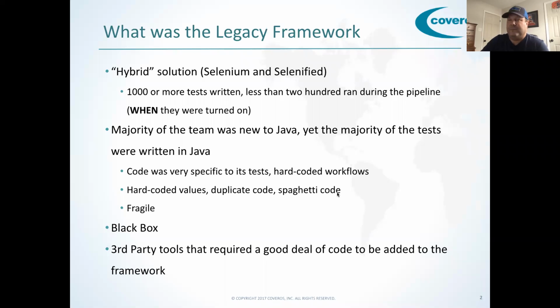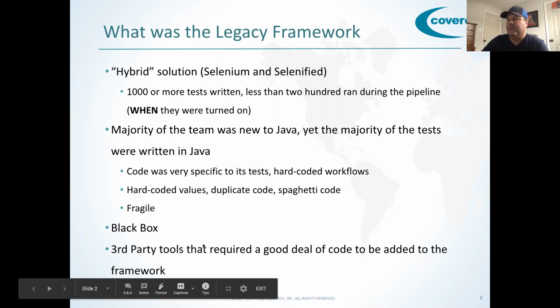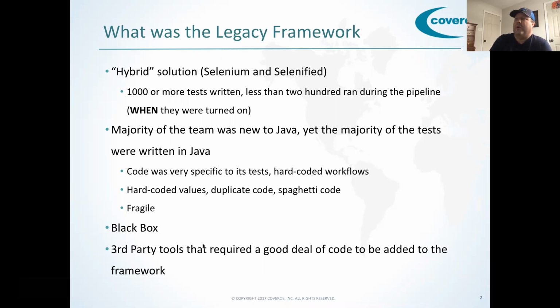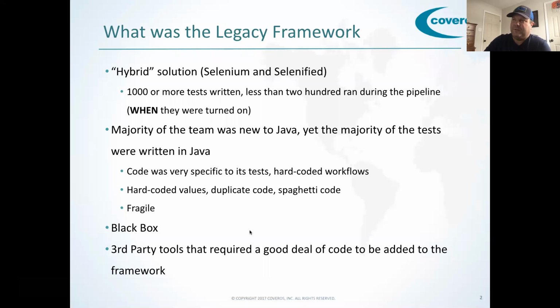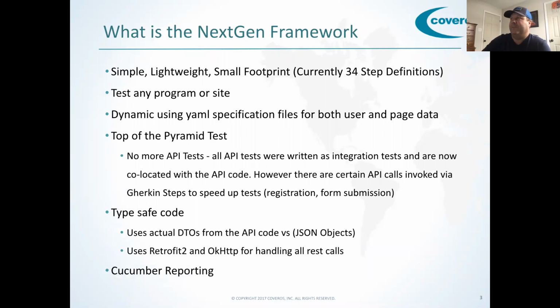And the team was rather large, so there were a lot of people writing tests, and there really wasn't a standard. There are also some third-party tools that required a ton of code and setup to be added. One example would be the TestNG reporting that was there. There was a whole bunch of setup that had to occur just to get the reports to show up after the pipeline ran. So those are a bunch of the reasons why they said, we need to figure out something. So in came the next gen framework idea.